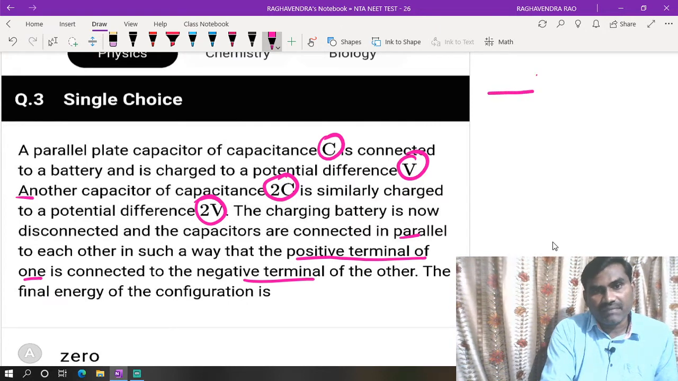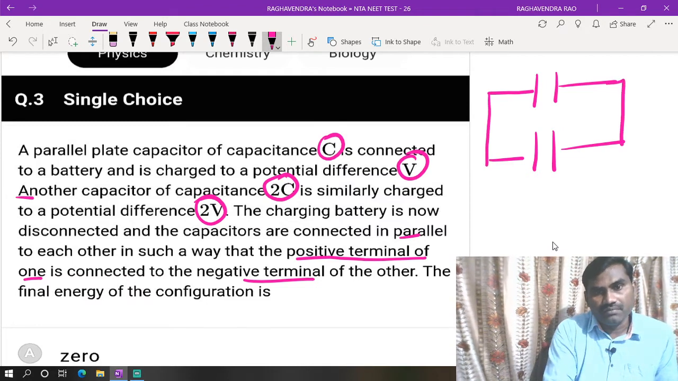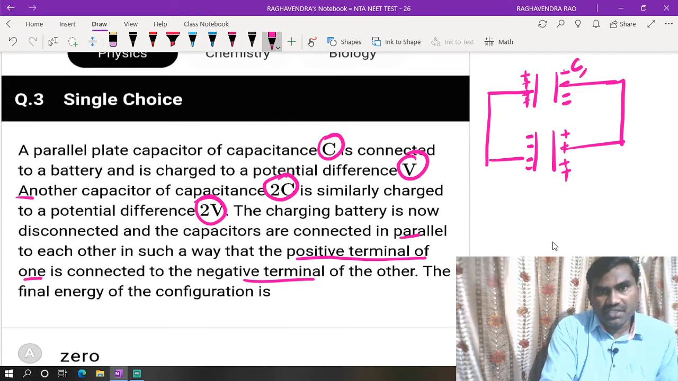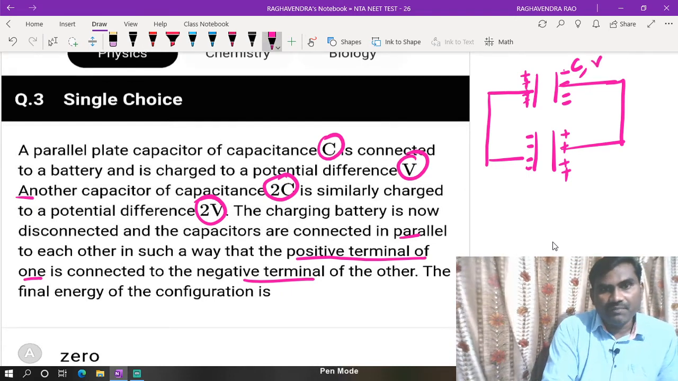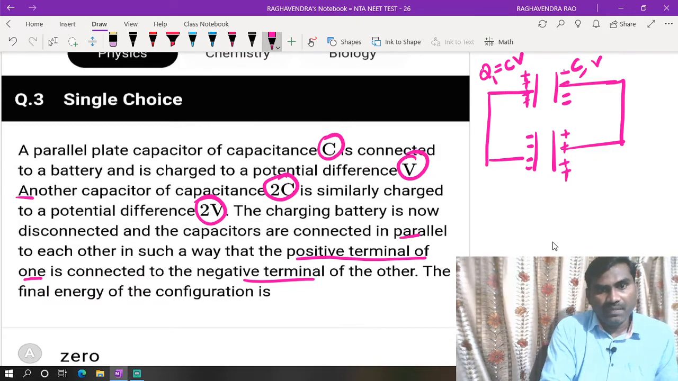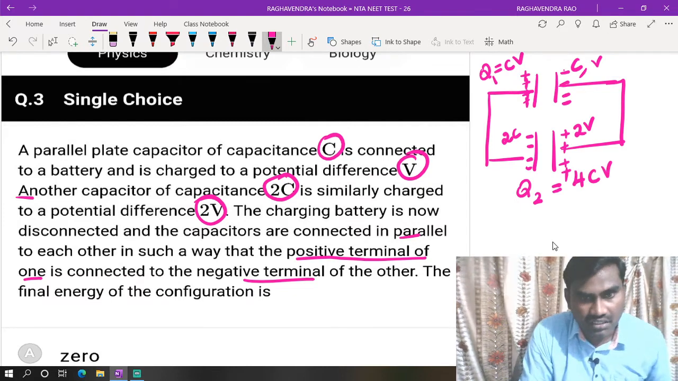Now we can go with the capacitors connected like this in parallel. So this is a positive plate and this is a negative plate. Now this is a negative plate and this is a positive plate. Now this capacitance is C, charged to a potential of V. Here the charge on the capacitor is Q equal to CV, we can take it as Q1. Now in this case, this capacitance is 2C charged to a potential of 2V, so the charge will be 4CV. This is the charge on the second capacitor.